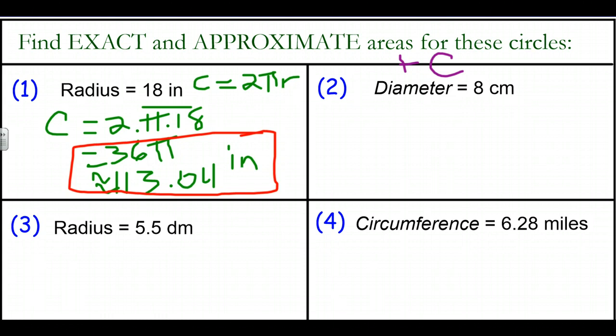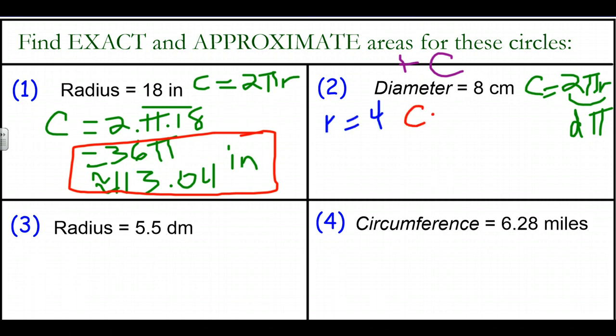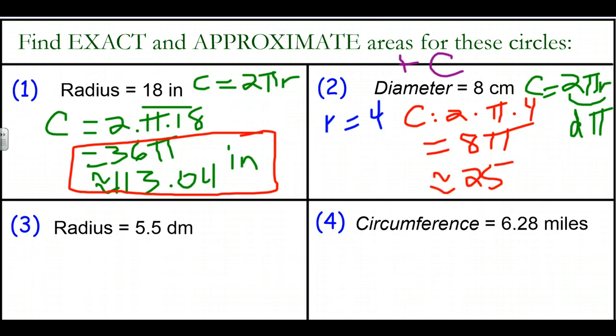For number 2, we have a diameter of 8 centimeters. So in this case, we need to find the radius, because we have circumference is 2 pi r. We can find the radius. The radius is 4 because it's half of that. Or we notice that 2 times r is the same as diameter, so it's the same as diameter times pi. But our radius here is 4 centimeters. So when we substitute it into the circumference formula, we get 2 times pi times 4, which is 8 pi. That is our exact circumference. We multiply pi times 8, and we end up with approximately 25.12 centimeters. Those are our exact and approximate circumferences for number 2.